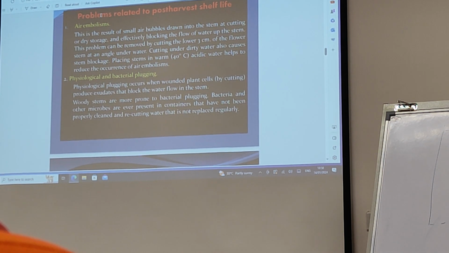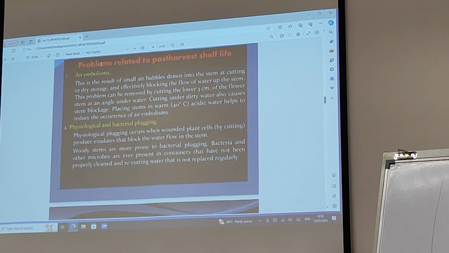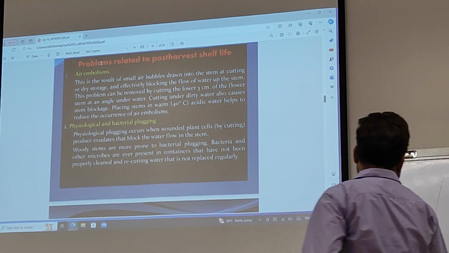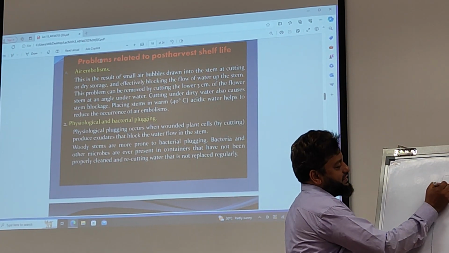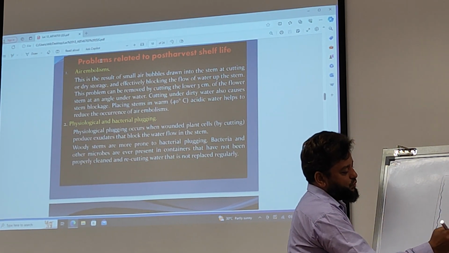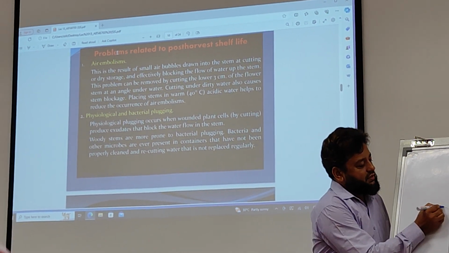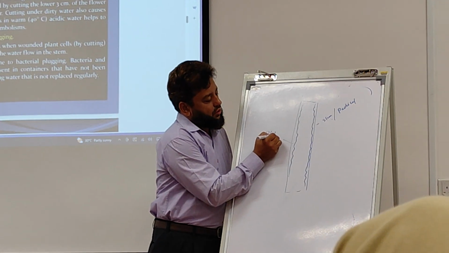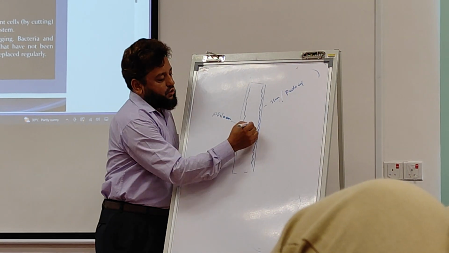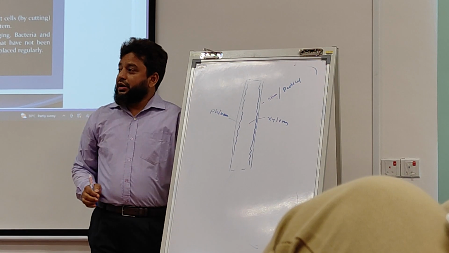I think you know. Parenchyma? Yes, parenchyma. So actually here we can see two types of tissue. One type of tissue we call the phloem tissue, and another type we call the xylem tissue, right? So this one is the phloem tissue, and this one is the xylem tissue. I think you know all this.